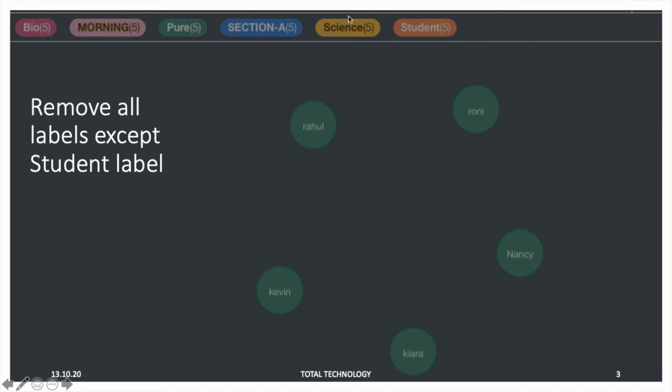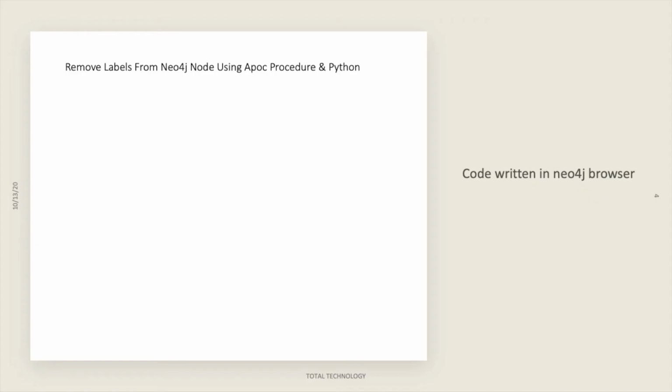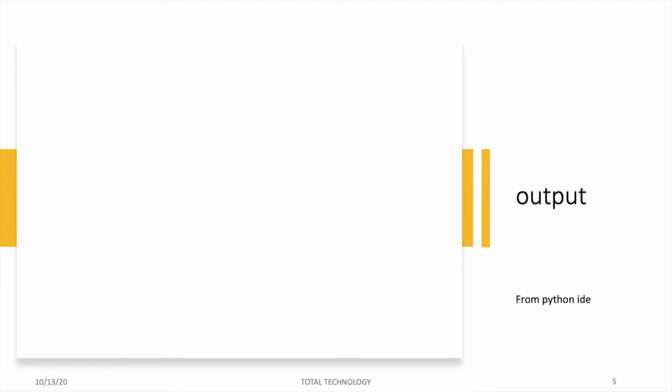So 6 different labels are there, and out of these 6 different labels I'm going to remove everything, but I'll keep only the student label. So remove all labels except student. After we execute the Apoc procedure, it should remove all the labels but not the student label. So there will be only one label after we execute the CYPHER query. That is the objective of this class. Again, this is going to be our output and query.